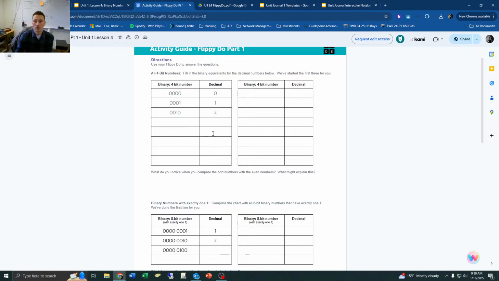Okay, so binary 4-bit, and we're looking for our decimal numbers. So we've got 0, 1, 2, I want 3, 4, 5, 6, 7, 8, 9, 10, 11, 12, 13, 14, and 15. Okay, so 0 to 15. Okay, teachers, if you need to, you can pull up the lesson plans for this, and then you can pull up the flippy-do activity guide key if you need to, so that way you've got it. But we're looking for 3 through 15 here for our decimals, and then we want the binary 4-bit number representation.